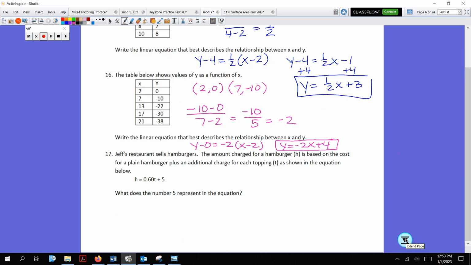All right, number 17, it says Jeffrey sells hamburgers. The amount he charged for hamburgers is H, based on the cost of a plain hamburger plus an additional charge for each topping. So as shown in the equation, what does the number 5 represent? So a plain hamburger plus additional charge for each. Each is the rate. So that's my slope. So that means this is my slope. So what does the 5 represent? Well, it represents the y-intercept, but it also represents the cost of each hamburger.